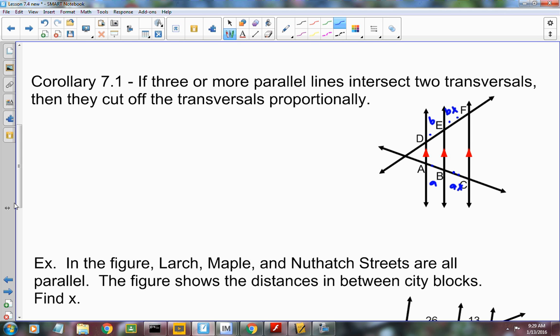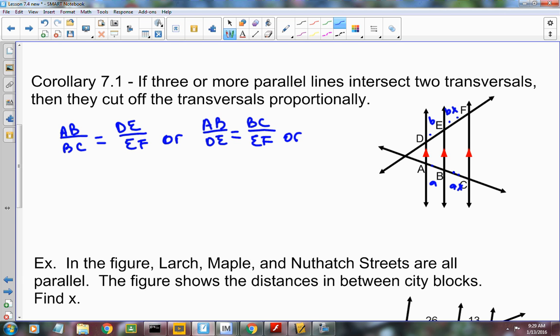Okay, so I've got those 3 lines that are parallel to each other. And you can set up a lot of different proportions here. I'm going to show you a couple of them. You can do AB is to BC as DE is to EF, that's one. You could go across: AB is to DE as BC is to EF.